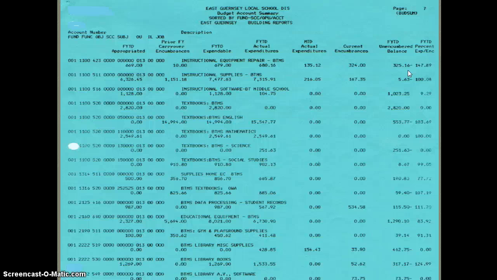Therefore, at some point prior to the closing of the fiscal year on June 30th, money from another line item with a positive balance will need to be transferred into this line item. For example, now look at the third item. It has a positive balance of $1,023.25. So, funds could be transferred from this line item into the instructional equipment repair line item.